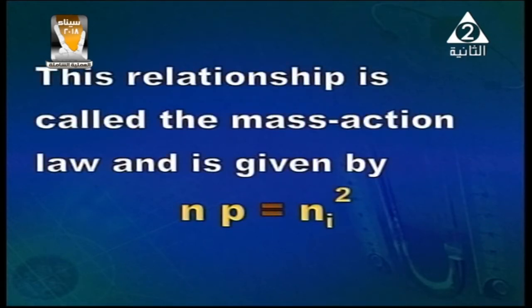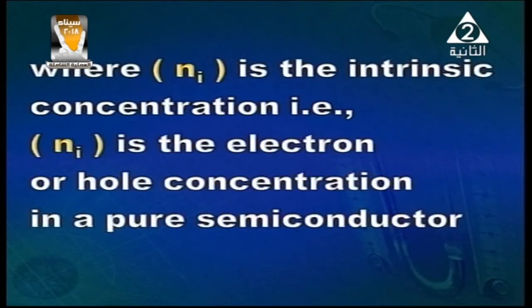This relationship is called the mass action law and is given by the expression: the product of n and p is equal to Ni squared, where Ni is the intrinsic concentration. That is to say, Ni is the electron or positive hole concentration in a pure semiconductor.